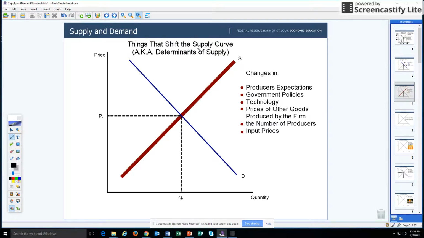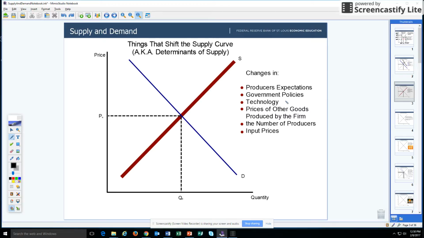Things that shift the supply curve. I want you to think of businesses, things that affect the person who's going to be producing the product. So producer expectations. This is like your pizza place for the Super Bowl. They expect more people to buy pizza on the day of the Super Bowl. So they have more ingredients prepped, more dough prepped. So they're going to increase the amount that they're supplying. Increase is to the right, decrease is to the left.